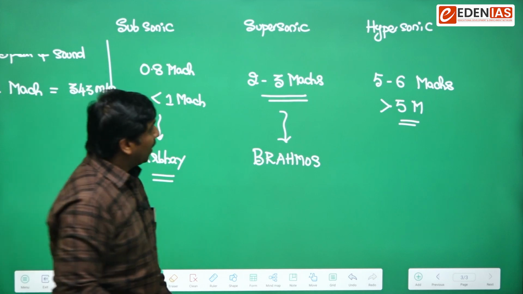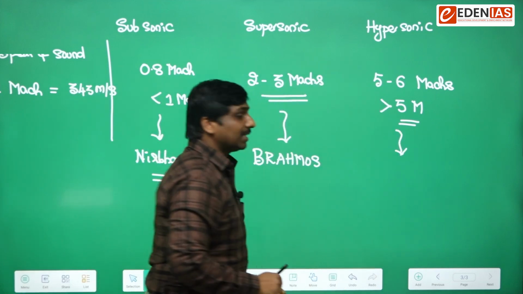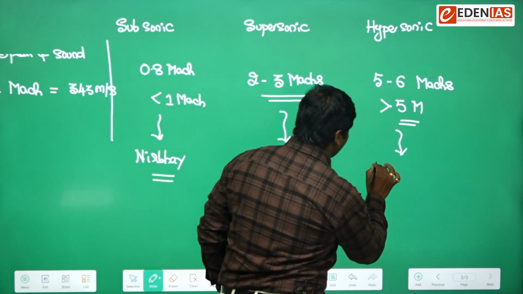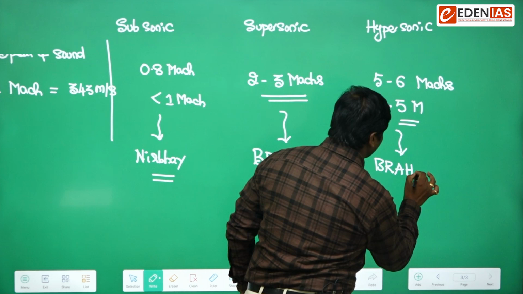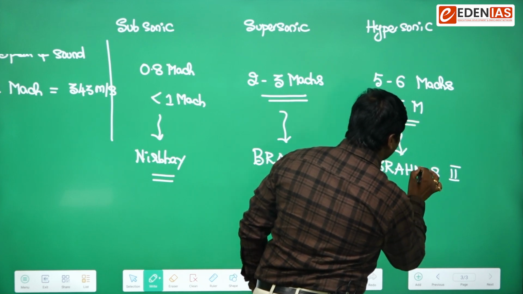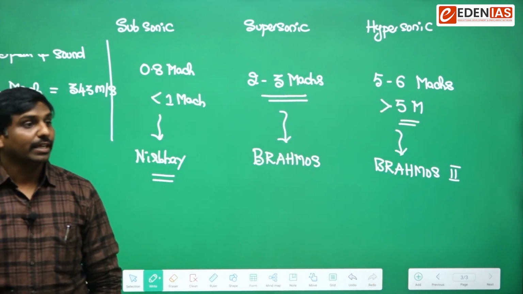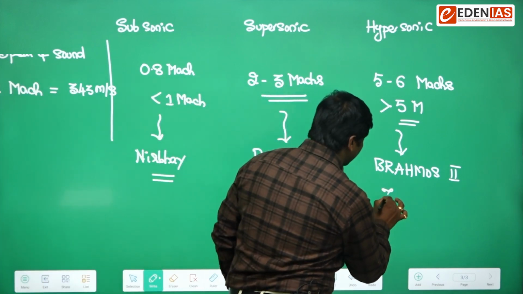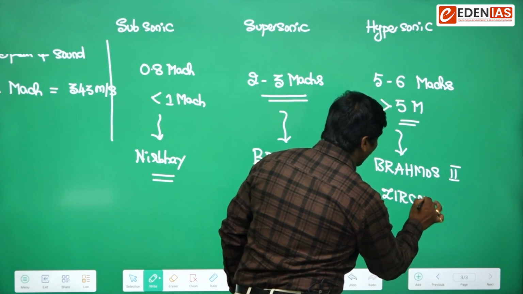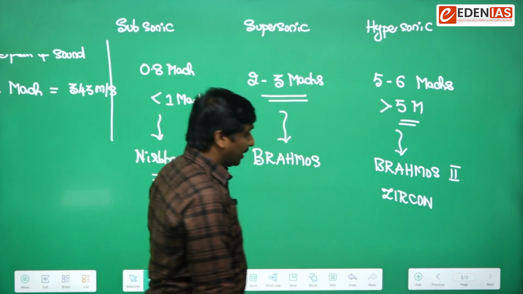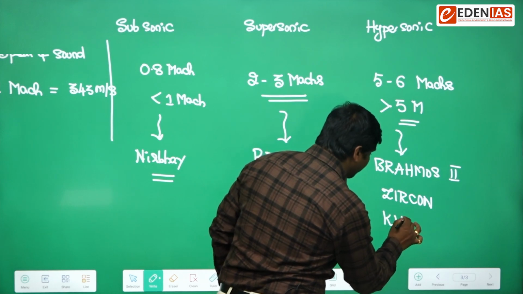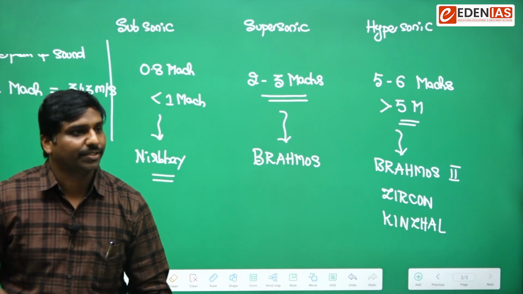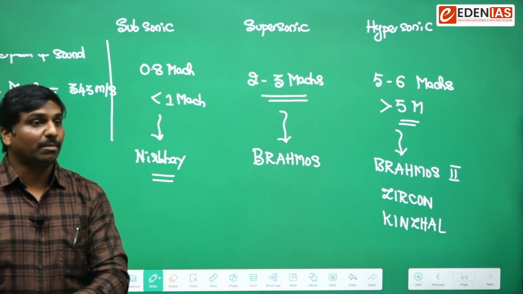Then can you give any example of hypersonic missiles? Very good, BrahMos 2. It is under construction. BrahMos 2 is a hypersonic missile. Just now we also saw something with respect to the Ukraine-Russia war: Zircon. Zircon is a hypersonic missile. Then there are some missiles like Kinzhal, which are also hypersonic missiles. So likewise, we have some of the important types.